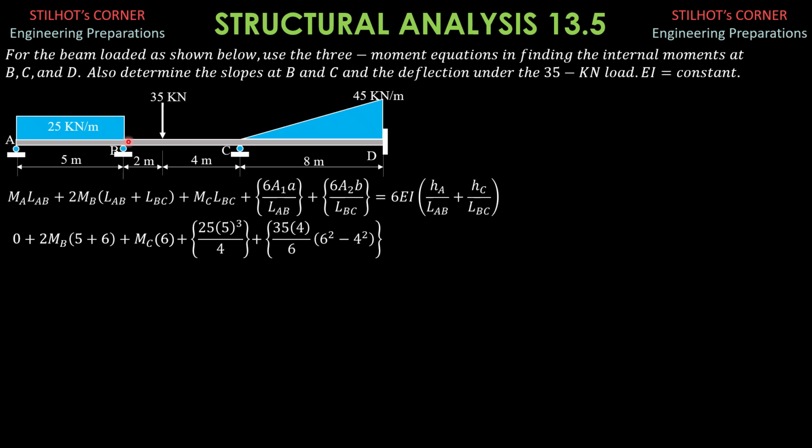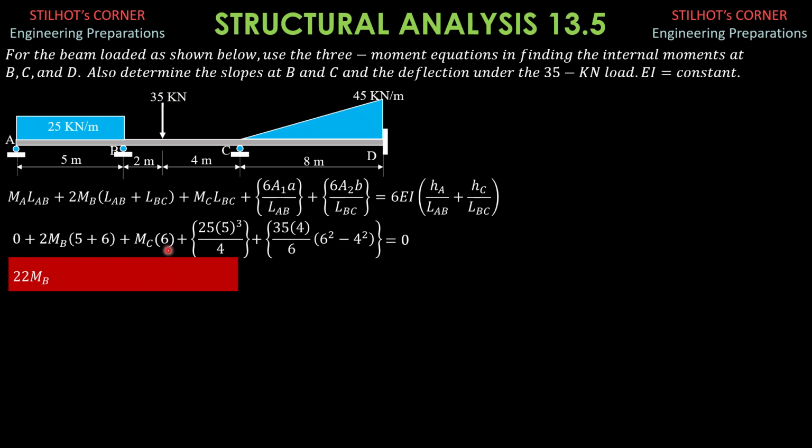If we imagine a horizontal line through B, it crosses A, it also crosses C. Or in other words, the horizontal line through B crosses A and C, so there's no HA and HC. So that's why we just equate this to 0. Simplifying, 11 times 2, 22 MB plus 6 MC equals negative 14,975 over 12. Call that equation 1.